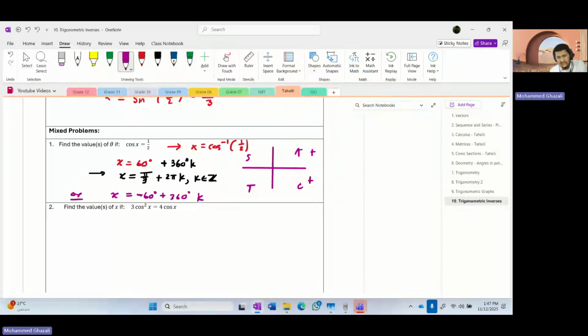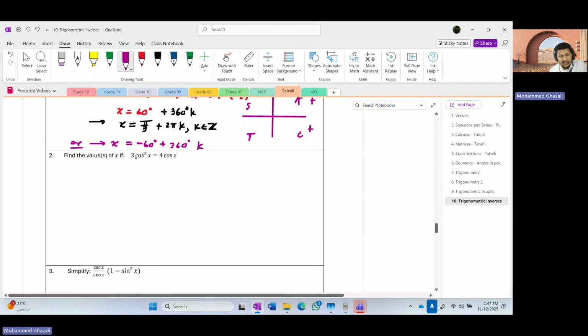Yeah, negative 60 plus 360k. If the value of k is 1, then you will get 300 degrees. Right, so that's your answer. You can convert this into radians as well. So these are your two answers. Look at the next one.